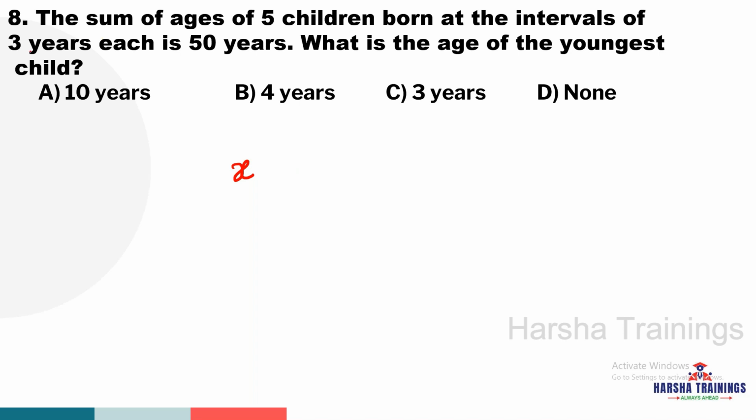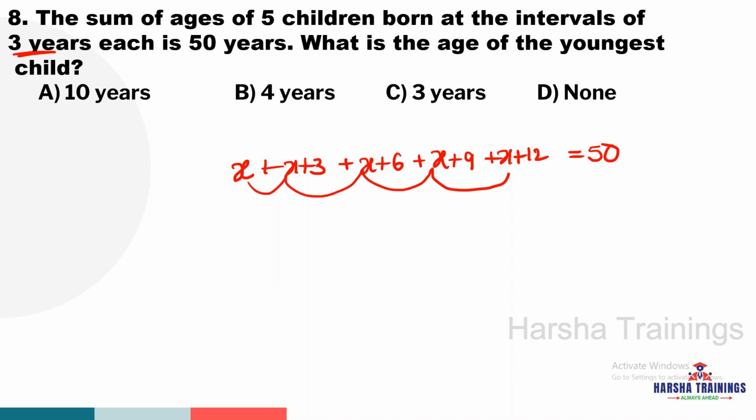Okay, second child age is how much, guys? Each child between how many years? 3 years gap. Then X plus 3. Second child age is X plus 3. And third child age is how much, guys? X plus 6. Fourth child age is X plus 9. Fifth child age is X plus 12. The sum of their ages is how much, guys? 50 years. Sum means adding, right? Here, how many X here? 5X.